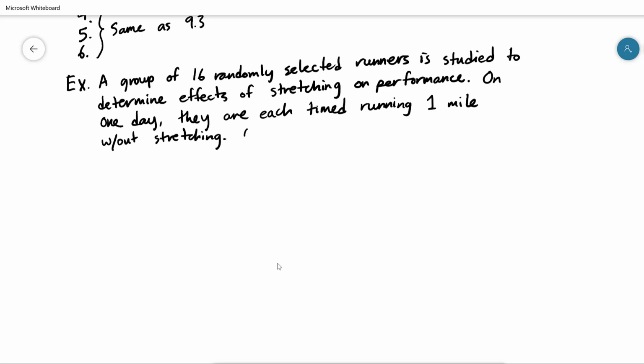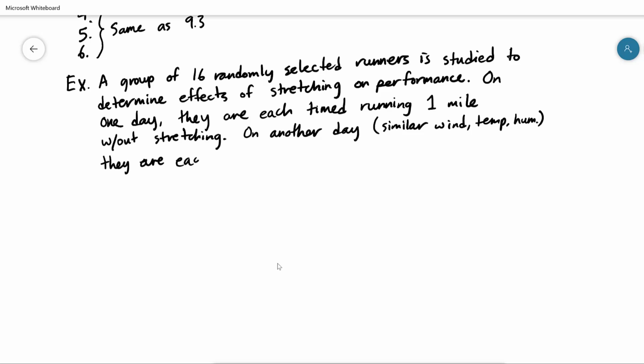On another day that we want to be as similar as possible, so similar in conditions like wind, temp, humidity, etc., all those things that could affect athletic performance, we want to control for all of those. So let's keep the second day as much like the first day as possible. They all run a mile after stretching. So they are each timed running 1 mile after stretching.